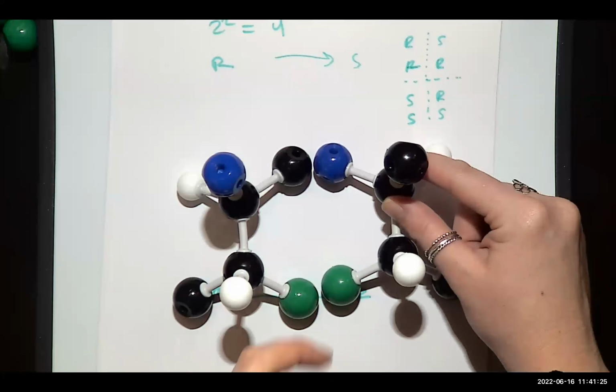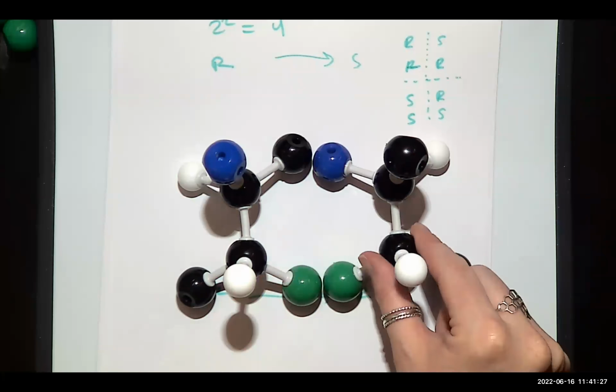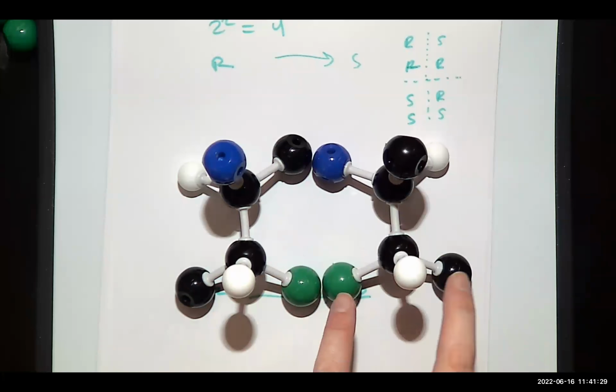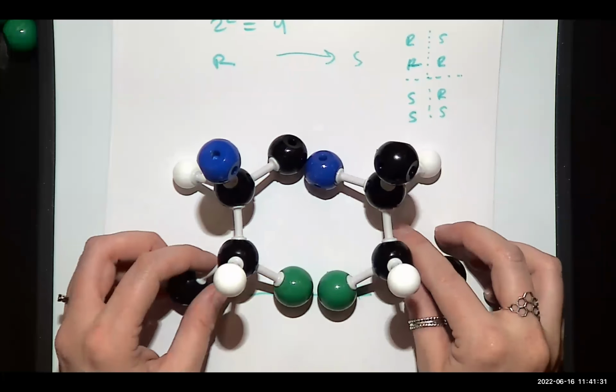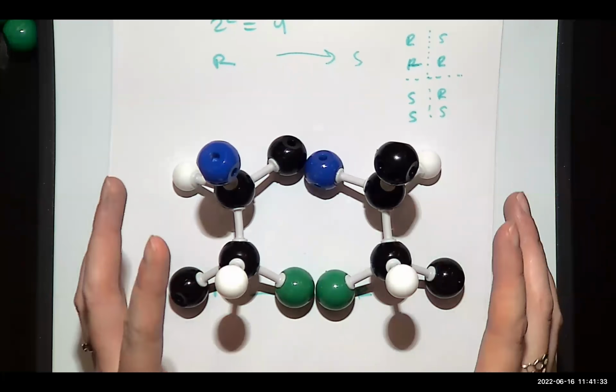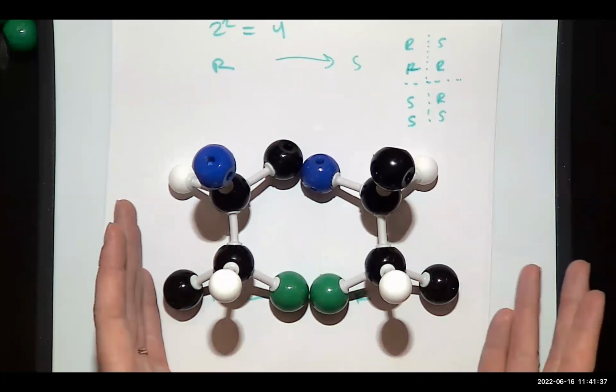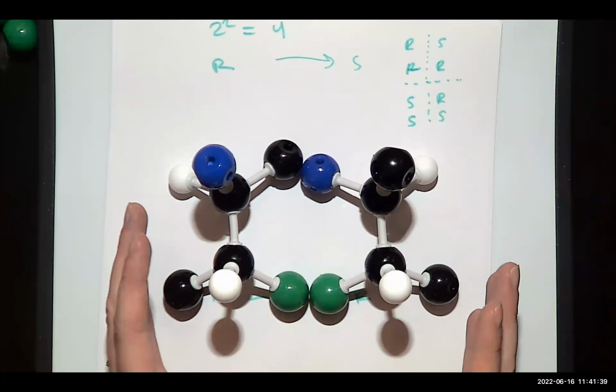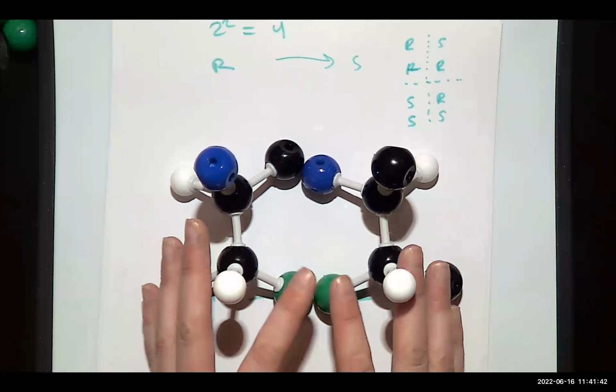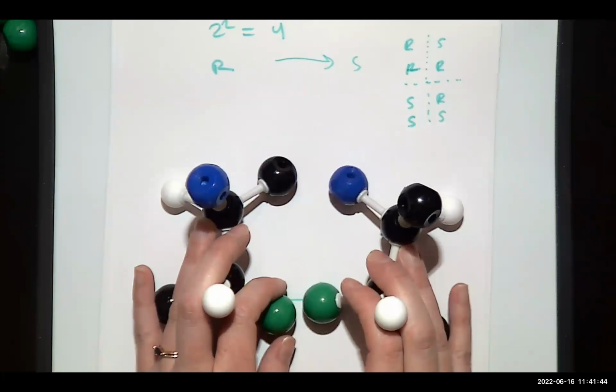It'd be like CH3, CBrH, CClH, CH3 for both of them. But they're also not mirror images. So the only thing left is diastereomers. They're also not cis-trans because they can rotate around a single bond. So the only thing left is diastereomers.